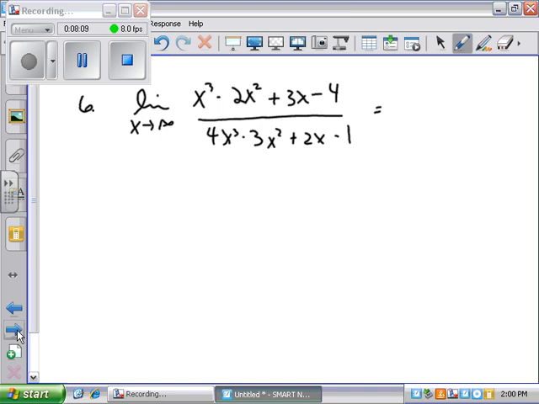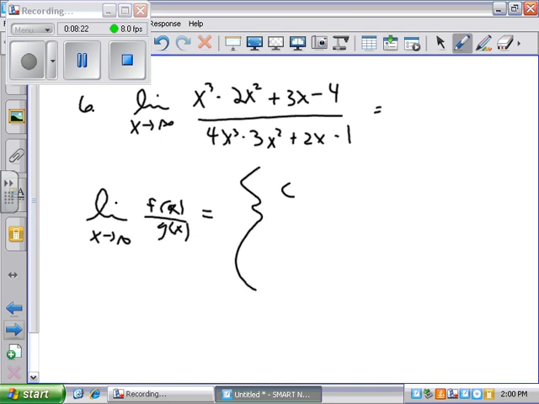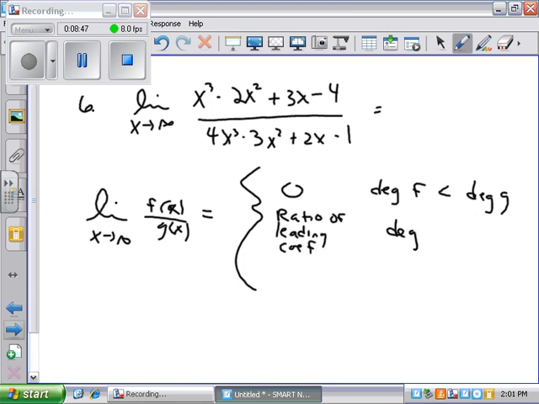Yeah, you guys have to remember the 3 cases for the limit as x approaches infinity of a quotient of f of x over g of x. It equals 0 when the degree of the numerator is less than the degree of the denominator. So when the highest power of f is less than the highest power of g, the answer will be 0. So you'll have a horizontal asymptote y equals 0. It equals the ratio of the leading coefficients when the degrees are the same.